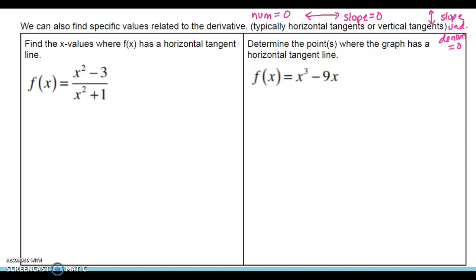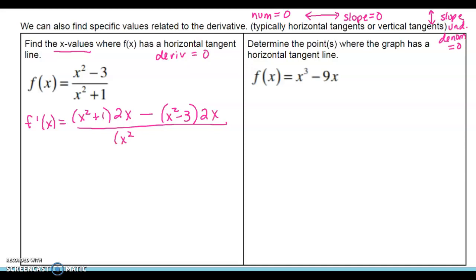Or the entire function. So on this example, find the x values. Notice we don't want the points, and that's basically to save time, where we have a horizontal tangent. So what I know is that's where my derivative equals 0. So we do have a quotient rule. So we get low d high minus high d low all over low squared.